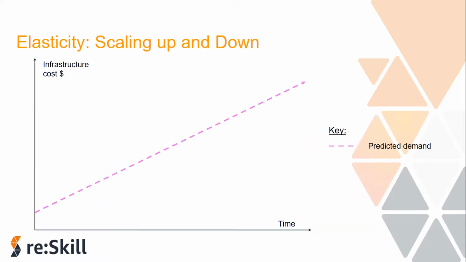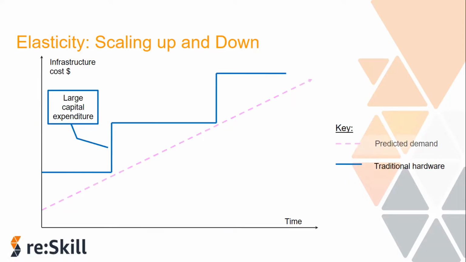Let's have another look at what elasticity means. Elastic in general terms means the ability of something to expand and contract. We are talking about a similar thing in cloud computing terms. We want to achieve elasticity, basically scaling up and down. So let's have a look at this example here. For a workload, the predicted demand is this. The pink dashed line depicts the predicted demand.